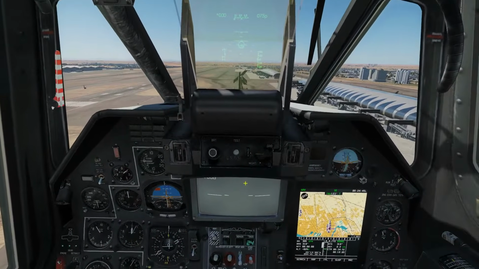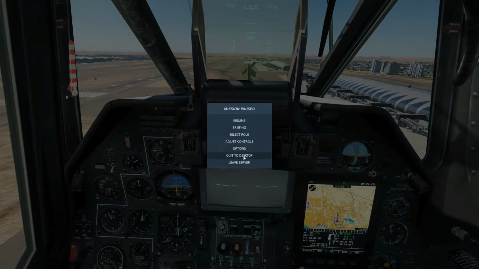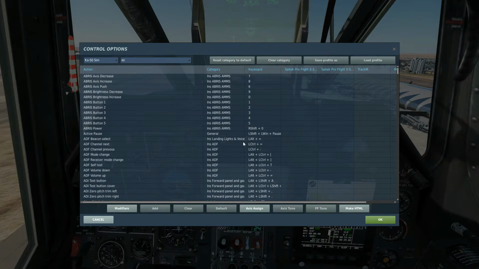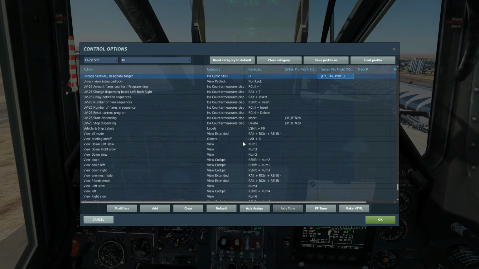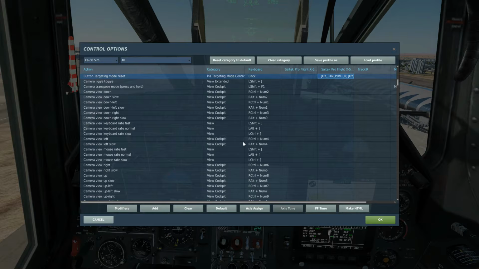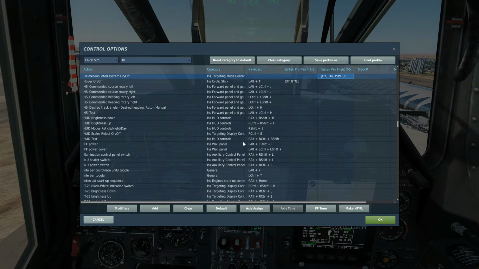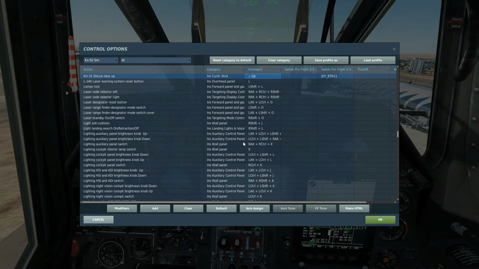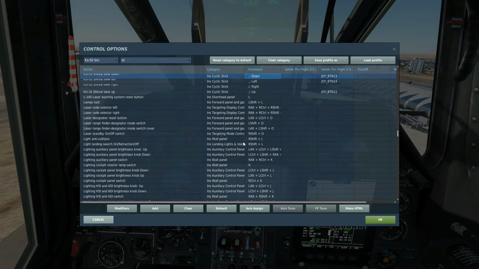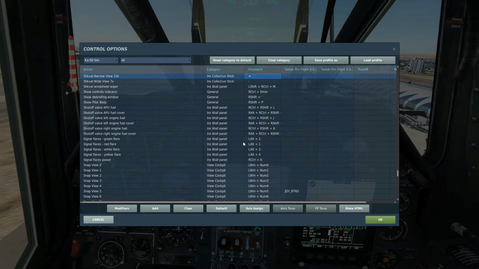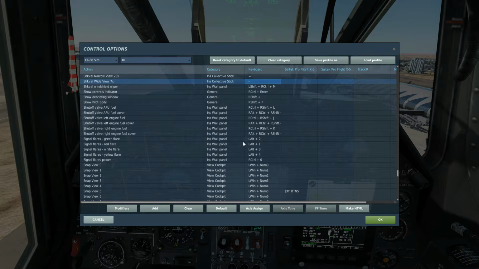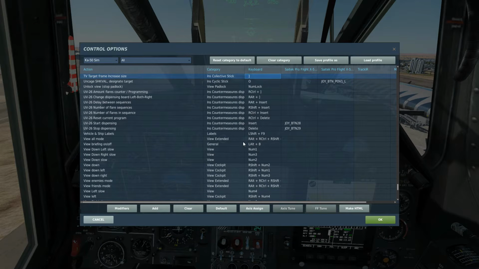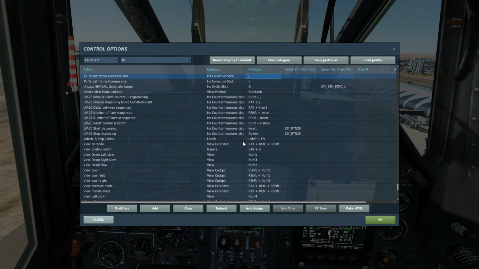Next, we're going to look at the keys that we're going to involve today, and there's going to be quite a lot of them, unfortunately, I'm going to have to say. We've got uncage Shkval / designate target. We've got button targeting mode reset, helmet mounted sight off and on, target lock. We're going to have to slew with Shkval slew up, down, left and right. Shkval narrow view 23 times and 7 times, and target TV target frame increase size and decrease size.